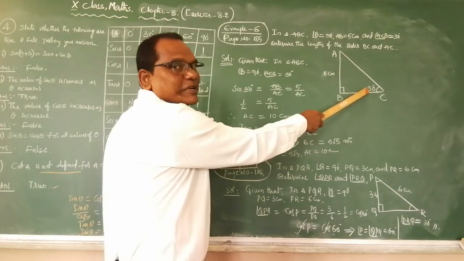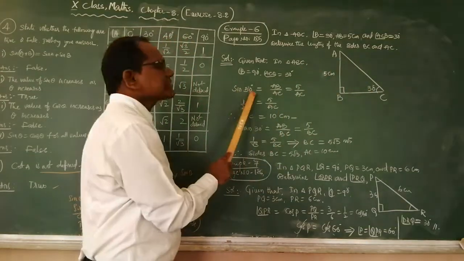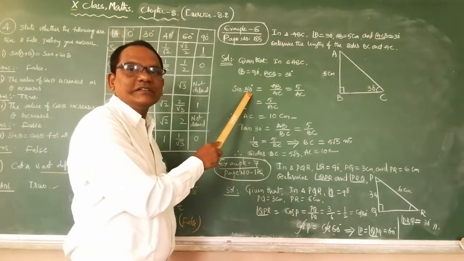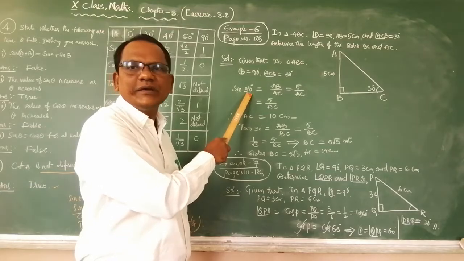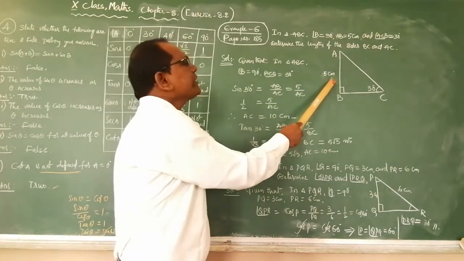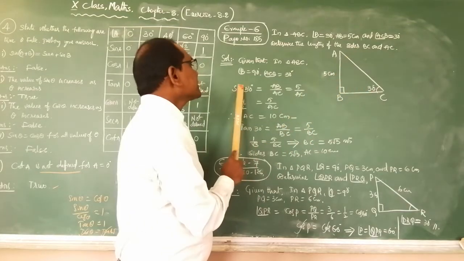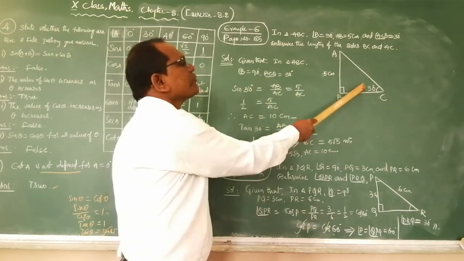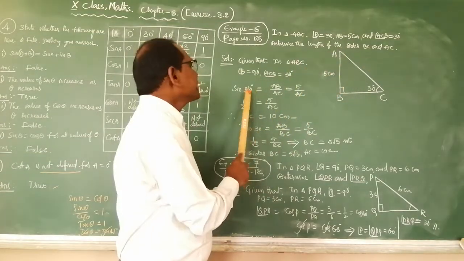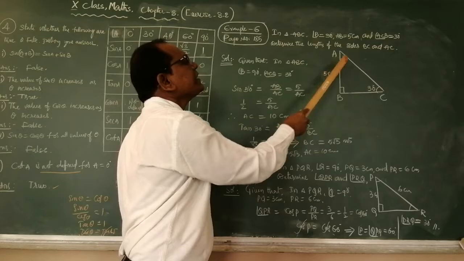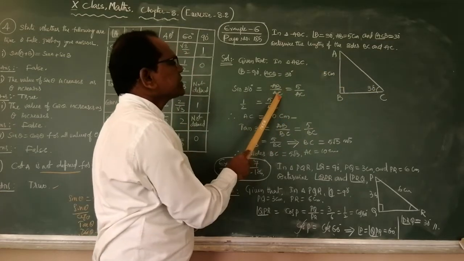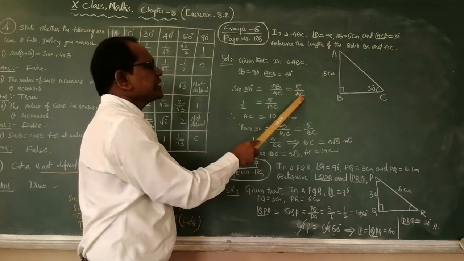Suppose sin 30 degrees. What is the definition of sin? The side opposite to the angle divided by the hypotenuse. The side opposite to 30 degrees is AB, and the hypotenuse is AC. So sin 30 degrees equals AB by AC. AB is given as 5 cm, so it is 5 by AC.